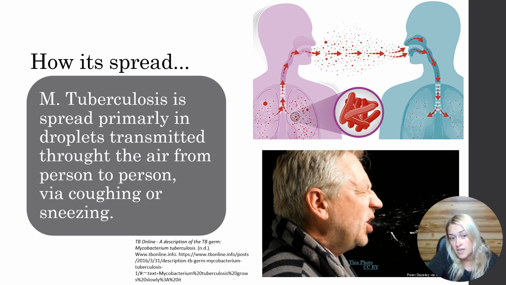So how is it spread? TB is spread primarily in droplets transmitted through the air from person to person via coughing, sneezing, talking.